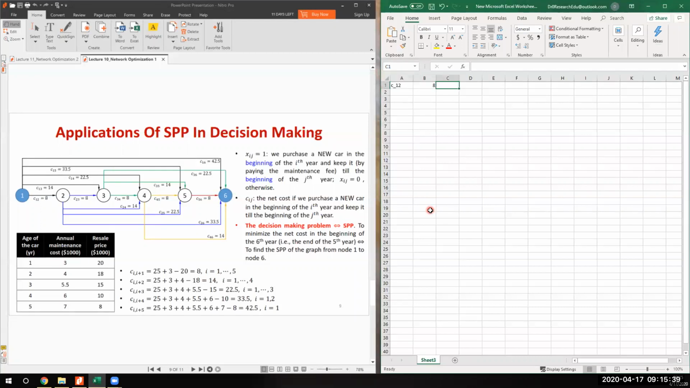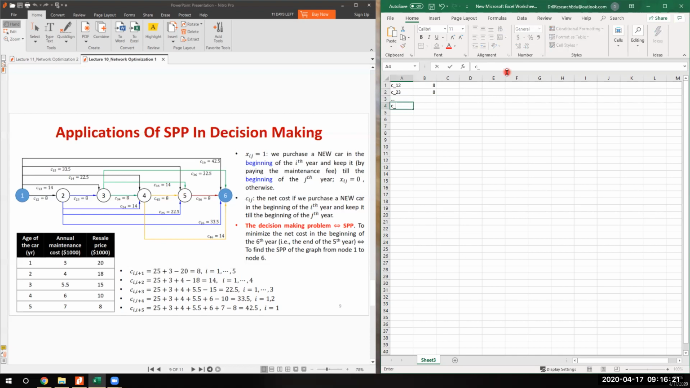Okay. Now let's have a look. What if I purchase a car in the beginning of the 2nd year, and I sell the car in the beginning of the 3rd year? Similar. In the beginning of the 2nd year, what is your cost? 25,000, and you're going to keep the car for 1 year. So you pay 3,000 for the maintenance, and then you sell the car, from which you get 20,000 back, so minus 20,000. So exactly the same. It's going to cost you 8,000, and the same for whatever.